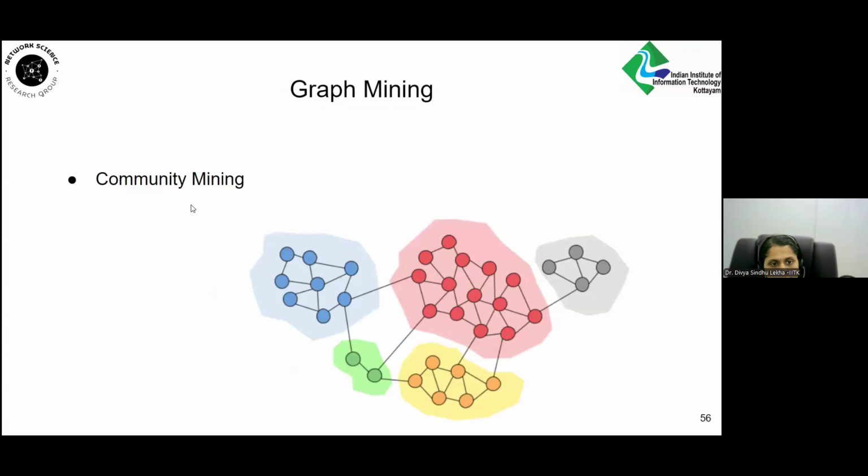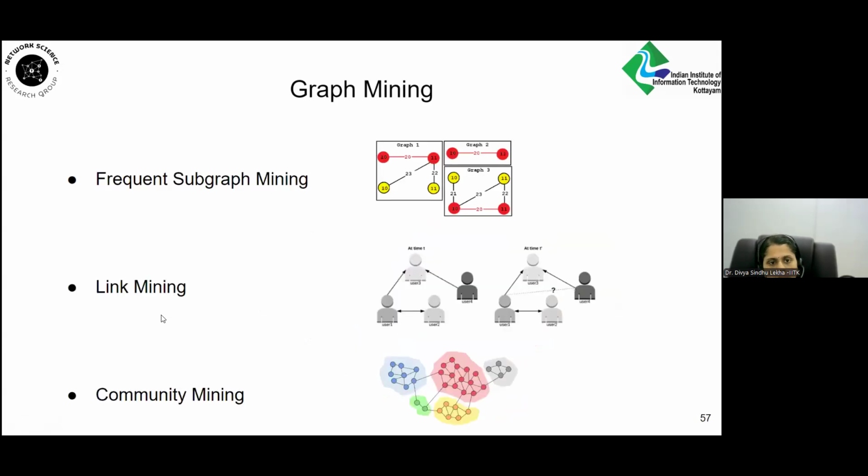Another example is community mining, as someone has already asked. Community detection is the same. Given a graph, how can you predict what communities are available in the graph, what the ground truth communities are, and what communities you can detect from the graph? Again, you can make use of some algorithm or computational procedure. So that is an overview of graph mining.